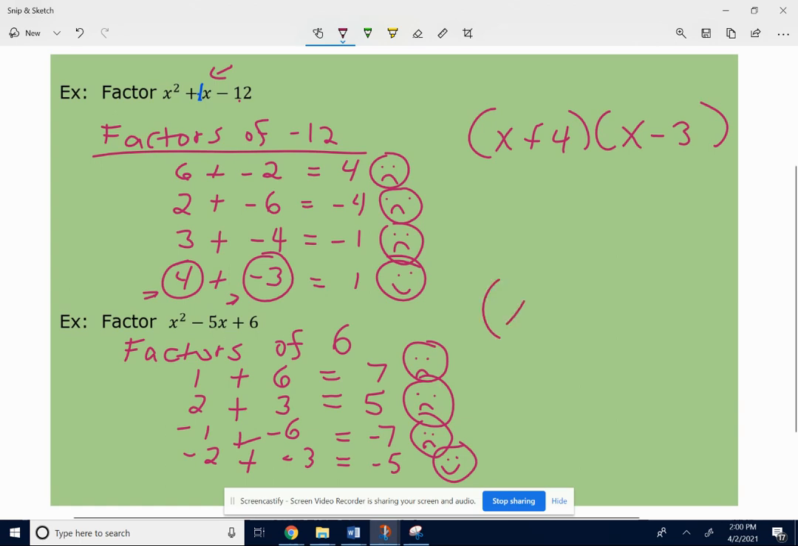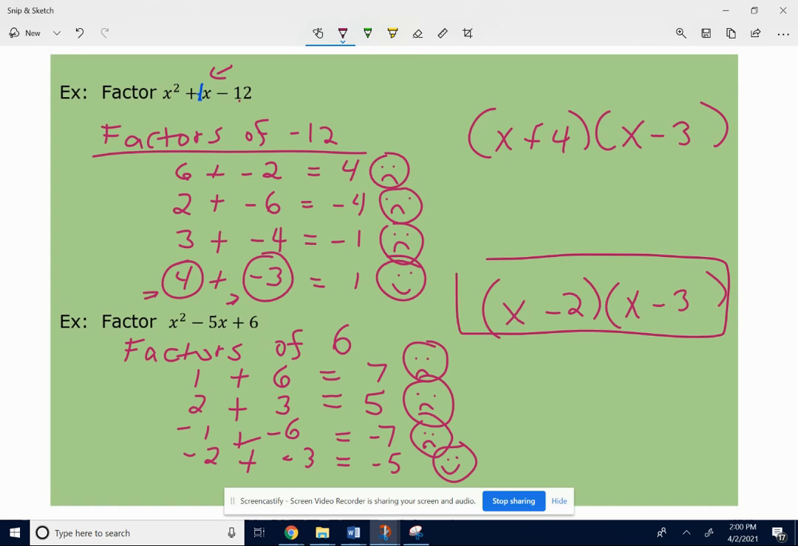So all I need to do is write down my x's and then finish it with a negative 2 and a negative 3. So my factored form is x minus 2, x minus 3. And again, you could FOIL that out, multiply that out, and you would see that it would work.